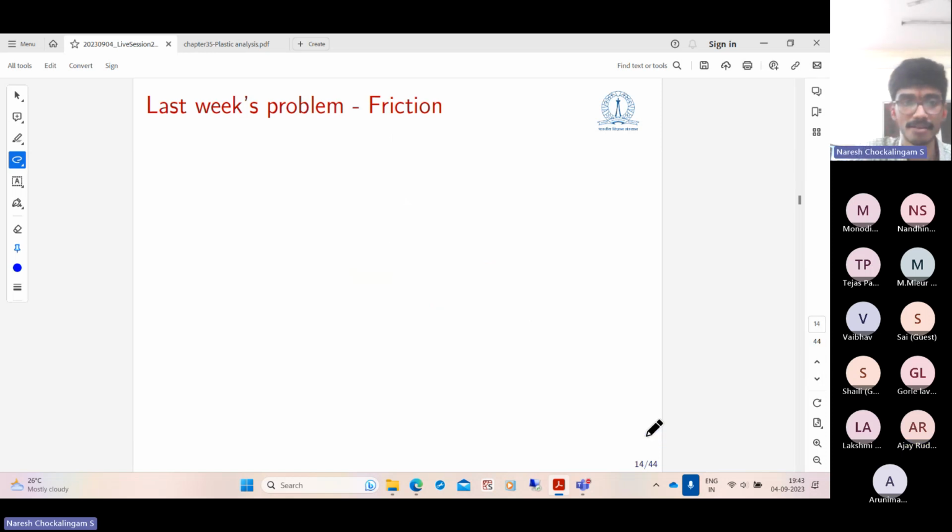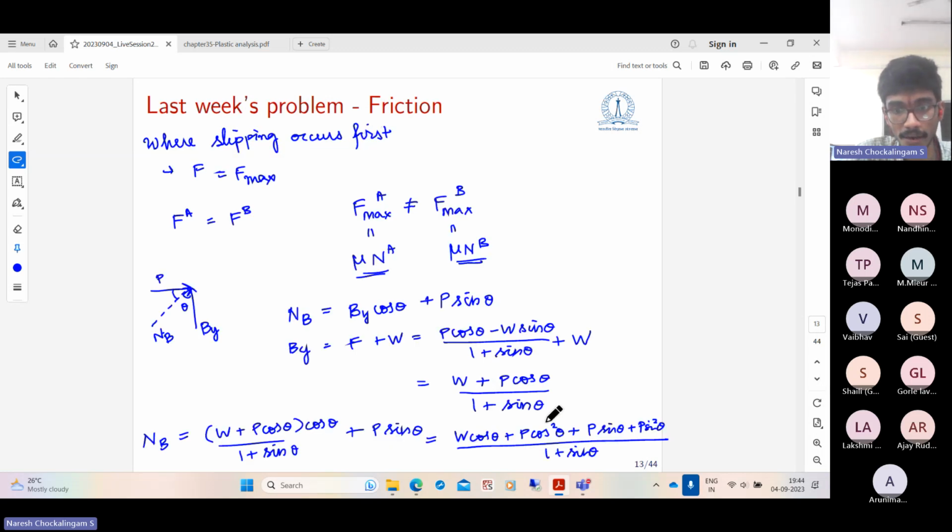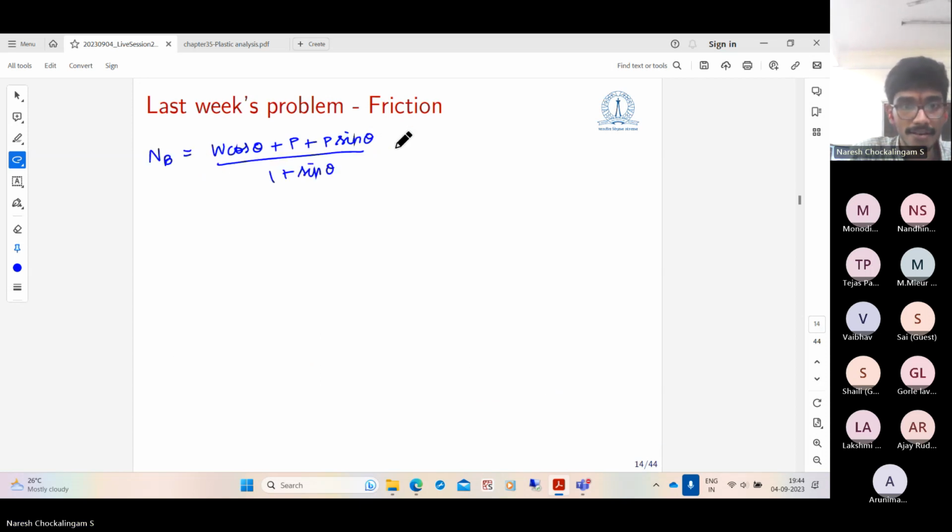P, yes. So the normal force at the point B is equal to W cos theta plus P sin theta divided by 1 plus sin theta. You can just see the expression here: W cos theta plus P coming from cos square plus sin square, plus P sin theta, by 1 plus sin theta. From the first term, we have just W cos theta by 1 plus sin theta, plus P into 1 plus sin theta divided by 1 plus sin theta, which is nothing but P. So this is the normal force at the point B.